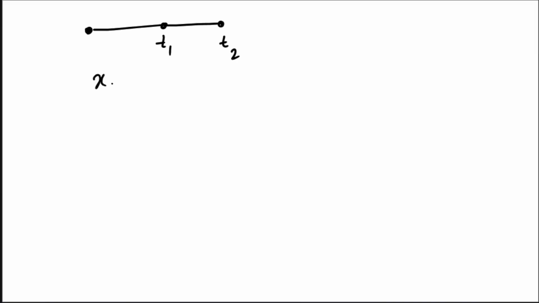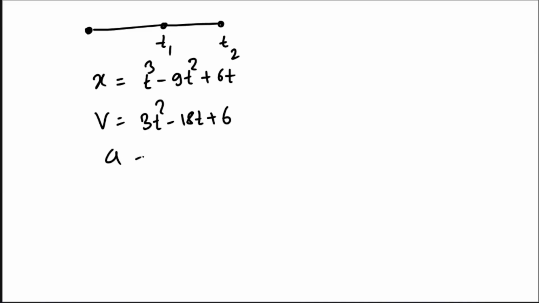Here x as a function of time t was given as t cube minus 9t square plus 6t. Velocity, how much did we get? We got 3t square minus 18t plus 6. What will be the acceleration? That is 6t minus 18.